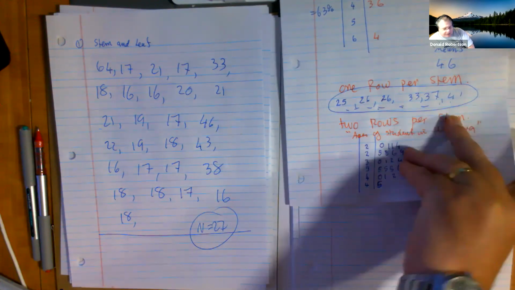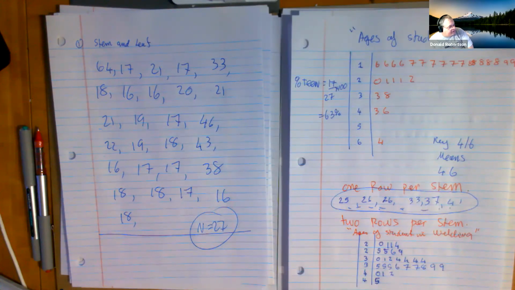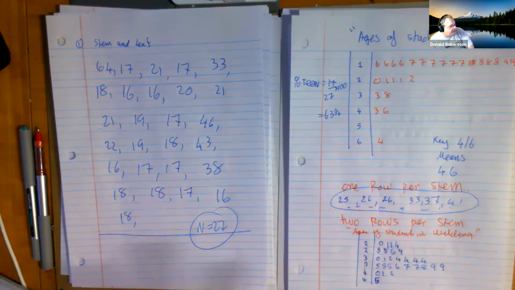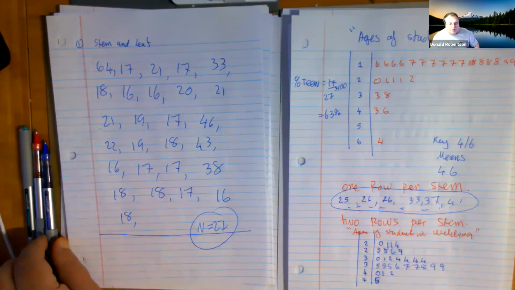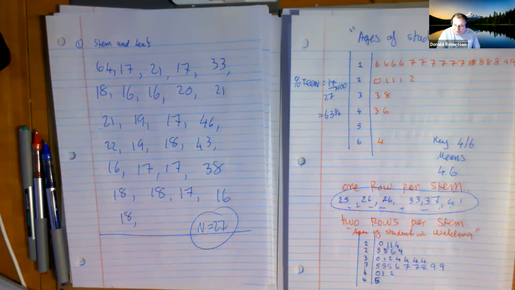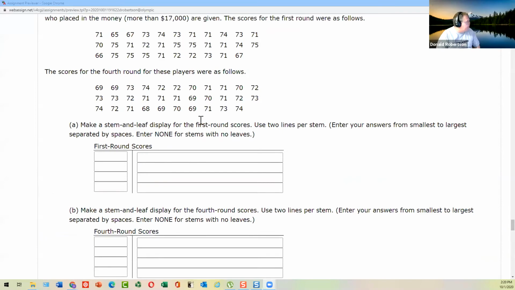Are we cool with stem and leaf? Are you cool with 1 row per stem and 2 rows per stem, and how they differ and how you would create them from that data? So as always, I'm just going to go and show you what that looks like in the homework, so that you can get an idea of what you do. Right, let's jump back a little bit here.